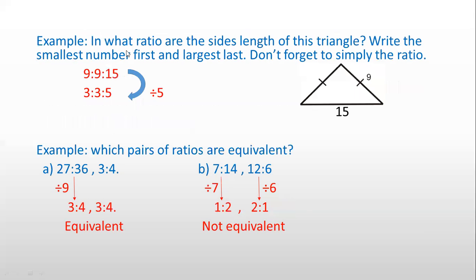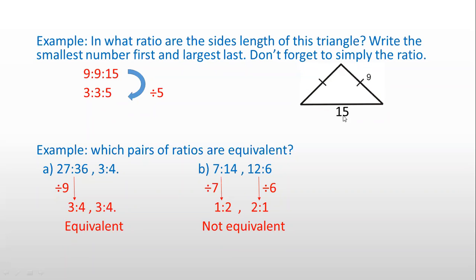In this example, in what ratio are the side lengths of the triangle here? What about the ratio here? If you see these signs in a triangle, what does it mean? The length of the side equals the length of the side. So if the side is 9 centimeters, this side is also 9 centimeters. And this is already given for you, 15 centimeters.